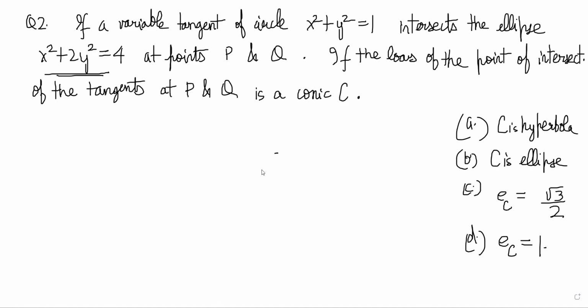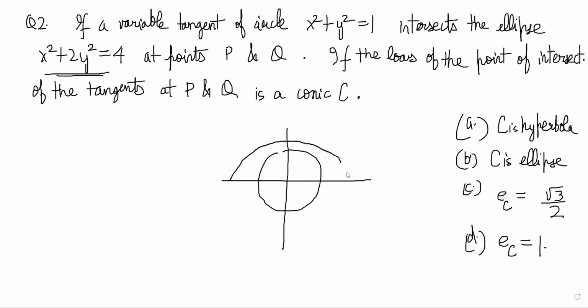So let's draw a rough figure. This is my circle, let's say, and the ellipse will have major axis of 4. So a square is 4. So it will be an ellipse like this. Minor axis would be 2 root 2. So ellipse is like this, right?